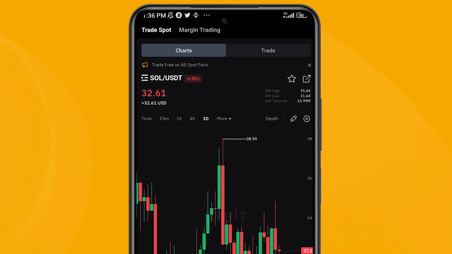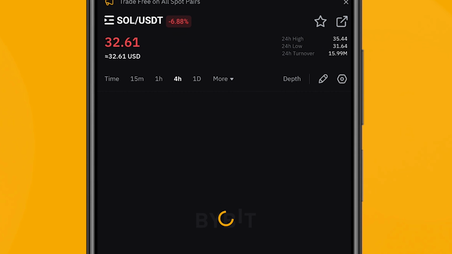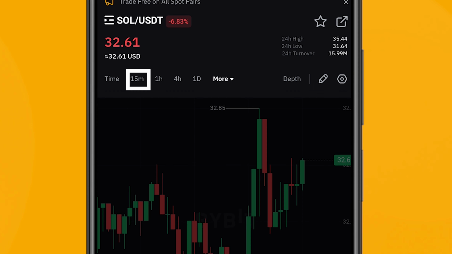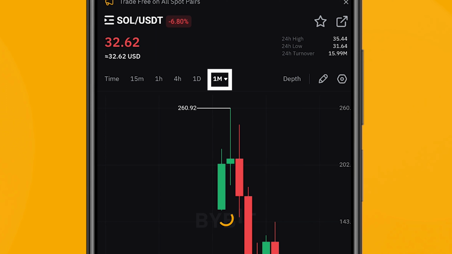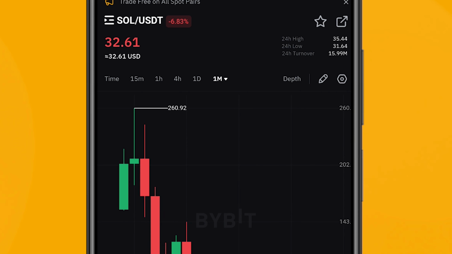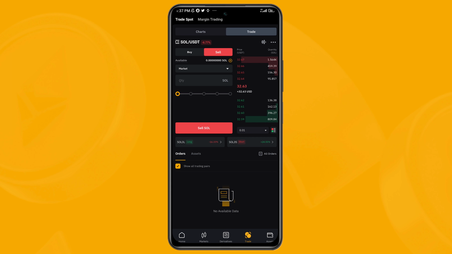Here we also have, like I said before, the chart. You can select the time frame you want to read the chart in. If you can read the chart very well, you can go to 4 hours, 1 hour, 15 minutes, or you can go to 1 month and see what has been happening on the Bitcoin chart since it was launched on Bybit. Okay, so that is it for the chart.